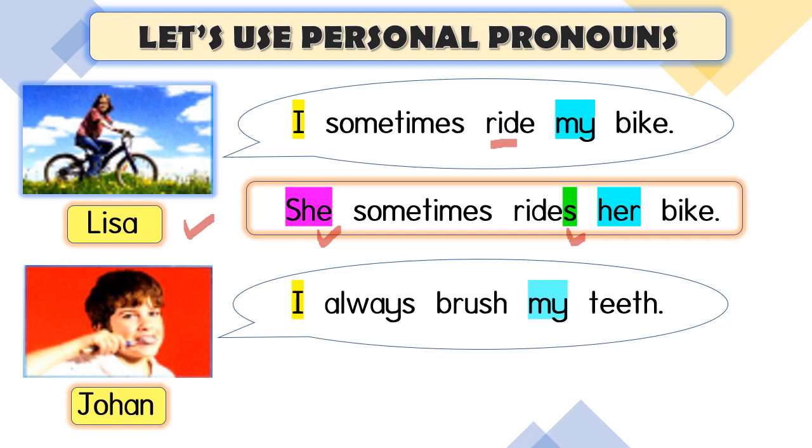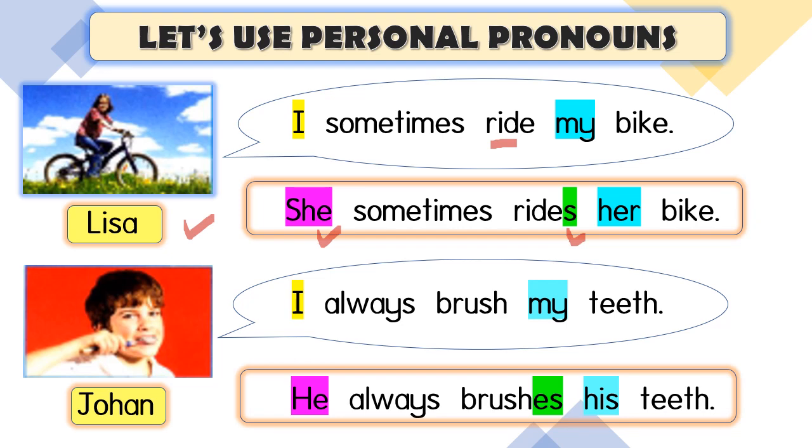Look at this picture. He's Johan. Johan says, I always brush my teeth. So, write a sentence about Johan. You refer to Johan as he. So you can write like this. He always brushes his teeth. Her is used with she, and his, we use it with he. Later on you have to write about your day, and please use personal pronouns correctly while you write your essay.